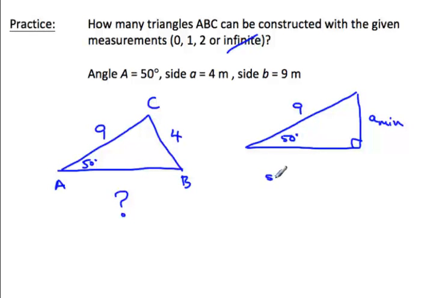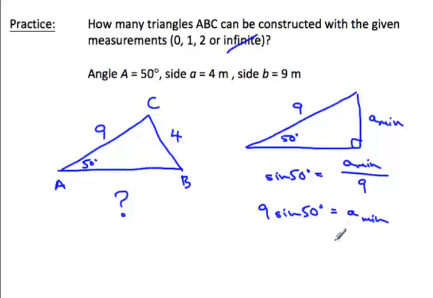Now we know that sine 50, because this is a right-angled triangle, is equal to A minimum, the opposite side, over 9, the hypotenuse. And solving for A minimum, we get that it's equal to 9 sine 50. Putting that into your calculator, you should get that A is approximately equal to 6.9 meters. Now, that means that in order to form one right-angled triangle, with this 50-degree angle and this 9 being fixed, the pendulum side would have to be 6.9 meters at the least.